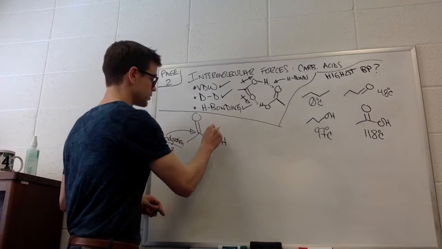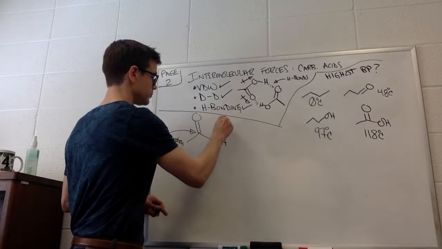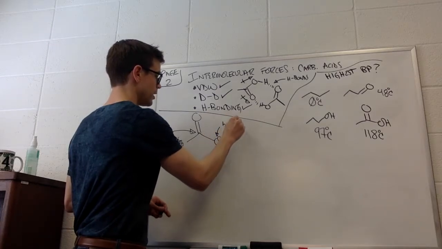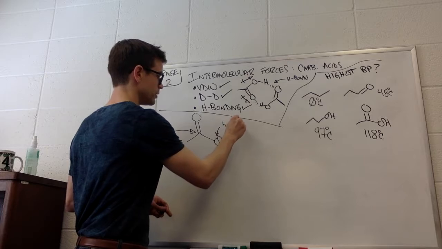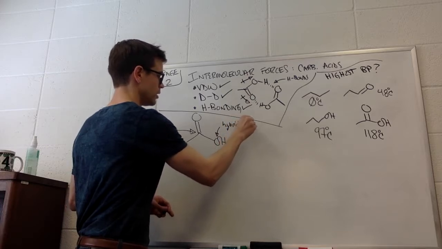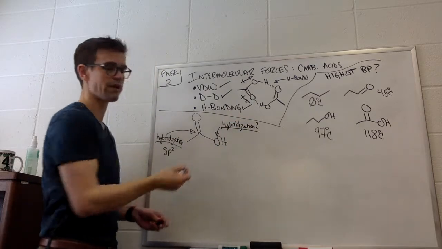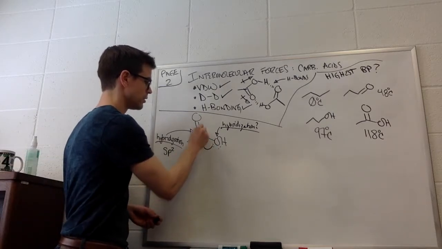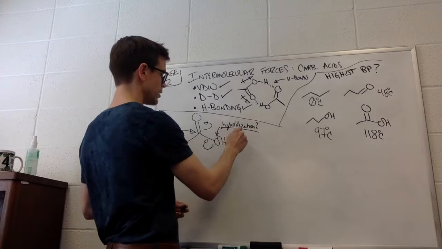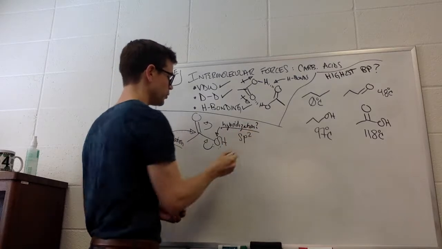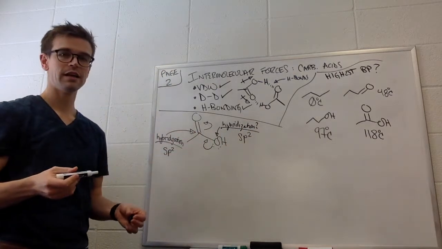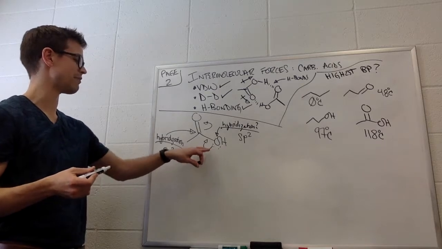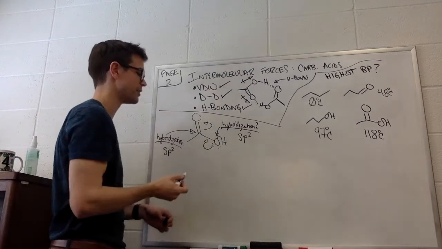What about this oxygen here? Go ahead and pause that again. The hybridization of that oxygen, because of conjugation, is going to be sp2. It's hybridized to have three groups because one of these lone pairs is in a p orbital.